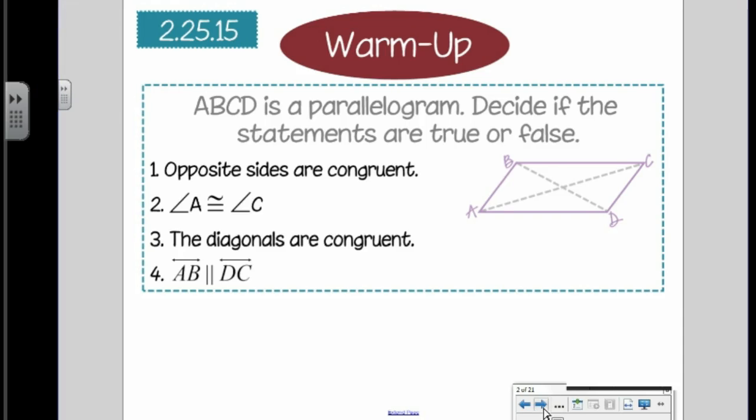1. What do you think? Are the opposite sides of parallelogram ABCD congruent? True. Very good. That is one of the properties of a parallelogram. Angle A is congruent to angle C. What do you think? Sure, true. Maybe you think, yes, it looks like it's true on the picture.